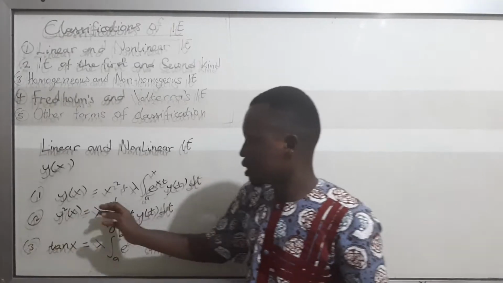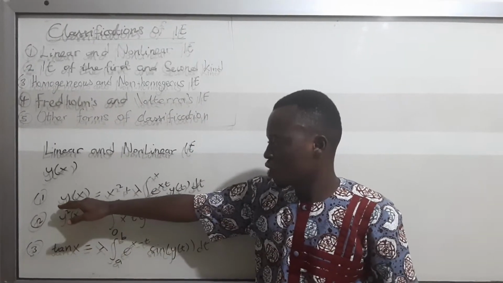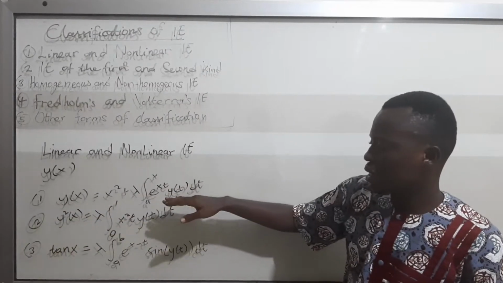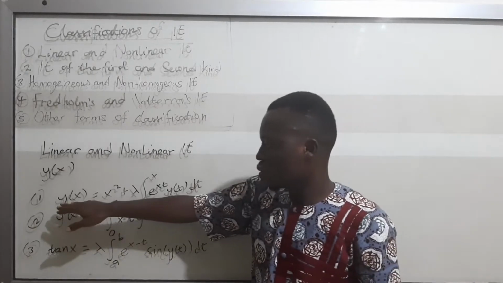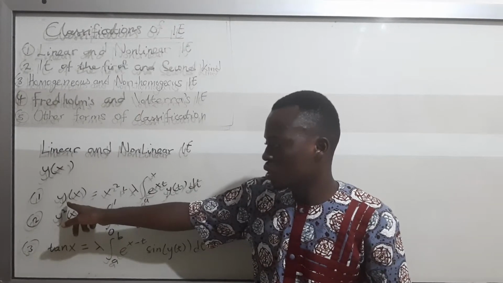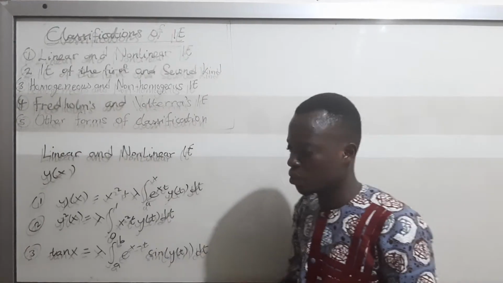In the first equation, you can easily see that this is our unknown function, and it also appears under the integral sign on the other side. And checking the linearity of the unknown function, you can see that this is using the power of 1, this is also using the power of 1. So the first equation is what? Linear.